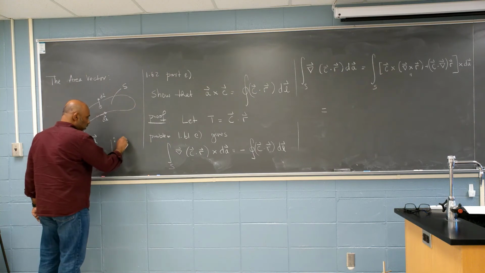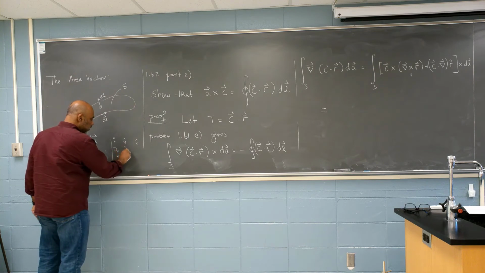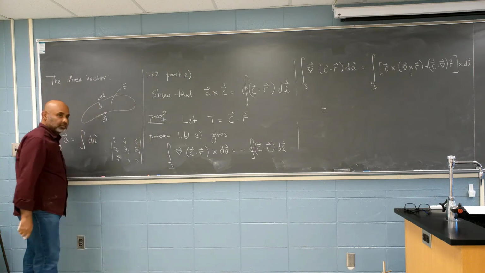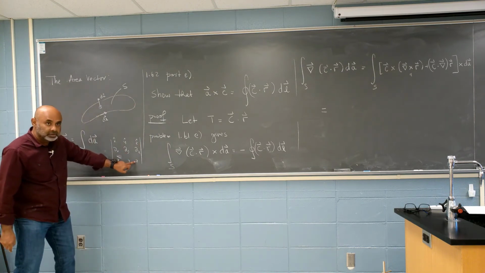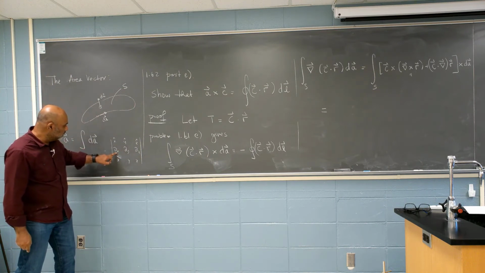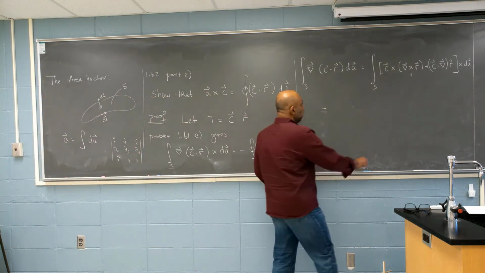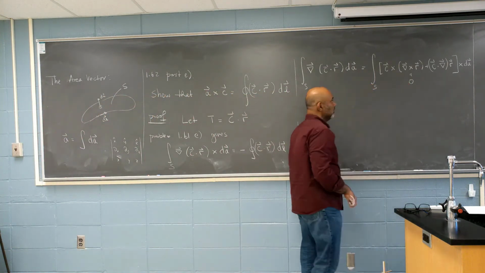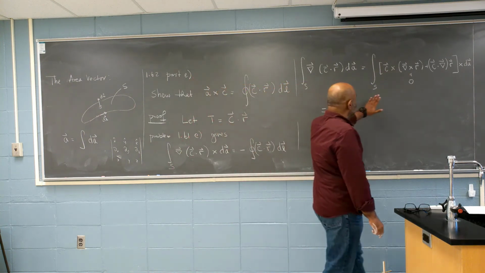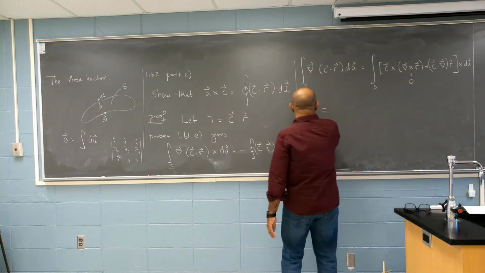X hat, Y hat, Z hat, partial with respect to X, Y, Z, X, Y, Z. Y, Z, 0, Z, Y, 0. Then for this guy, partial X of Z, 0, 0, 0. This guy is 0. Before I plug this equation back in, I want to simplify this guy.